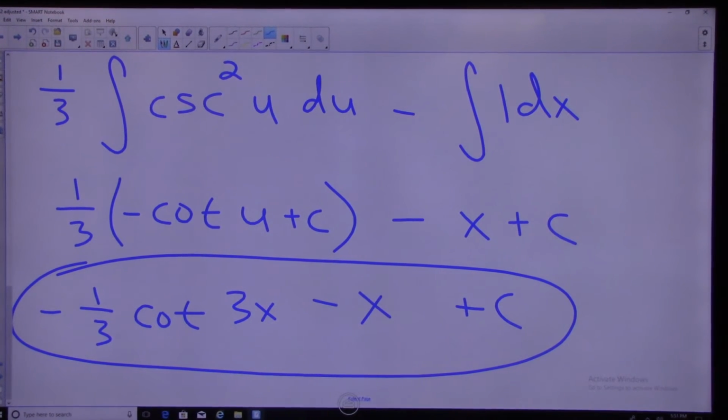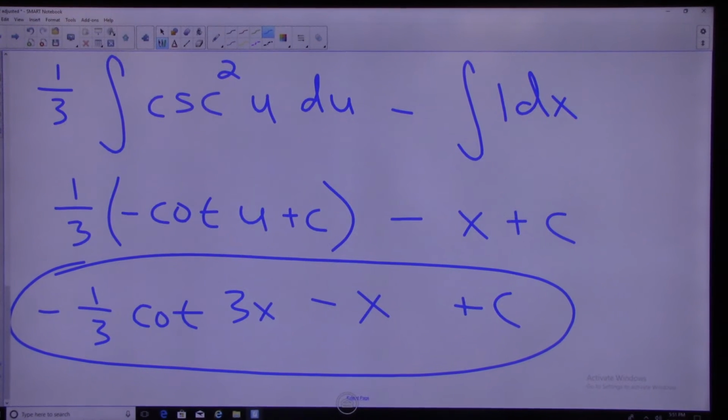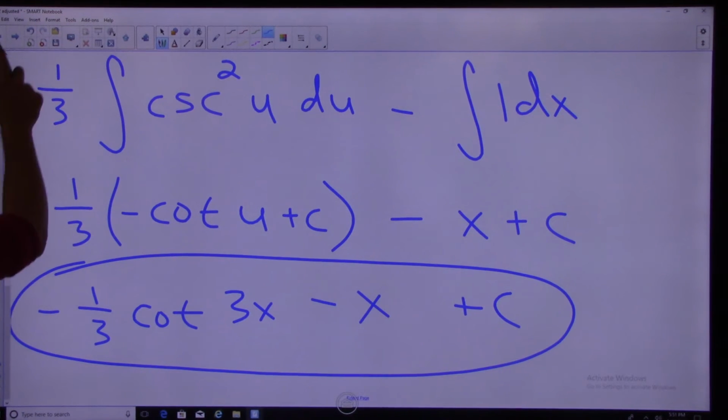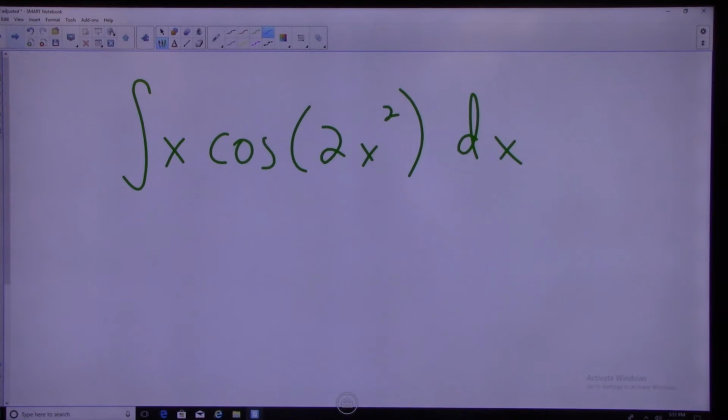I'm about 16 minutes in, so let's see if we can do 1 or 2 more problems. It might just have to be 1 more. We'll see. All right, here goes. Here's the next one. Yeah, right here. All right, so this one right here.